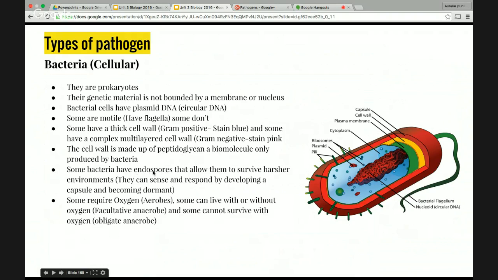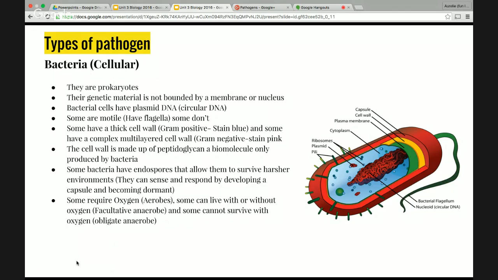Some bacteria have endospores. Now, endospores are little spores that form on the inside of bacteria that allow the bacteria to survive harsh environments. Some bacteria are aerobes, which means that they require oxygen. Some can live with or without oxygen, which means they are facultative anaerobes. And some cannot actually survive with oxygen, and they are obligate anaerobes. Again, pause the video, jot down a few notes, and then let's move on.